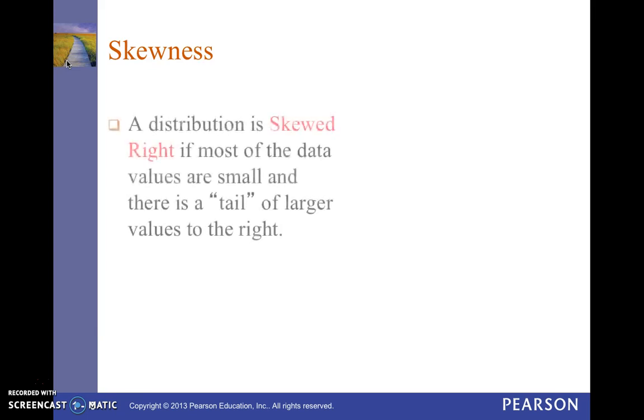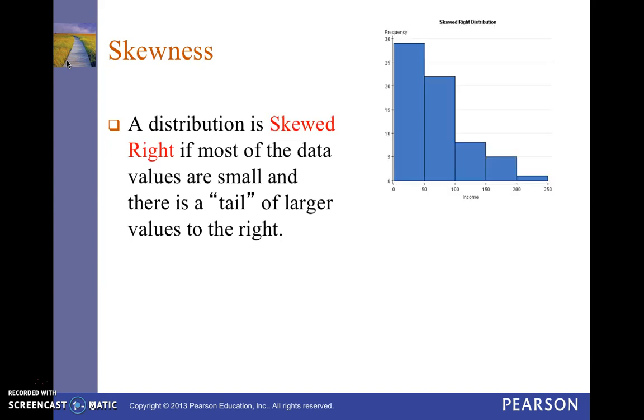For example, a distribution is skewed right if most of the data values are small and there is a tail of larger values to the right. So it looks kind of like this. This is right skewed, sometimes called a positive skew, in the sense that most of our values are small. By that I mean, you notice our highest frequency is between the 0 to 50 category. Definitely most of the numbers are between 0 and 100, with almost none above 200. So this has a tail, if you will. Out there where you see the 250, that'd be the tail. So this is a skewed distribution.